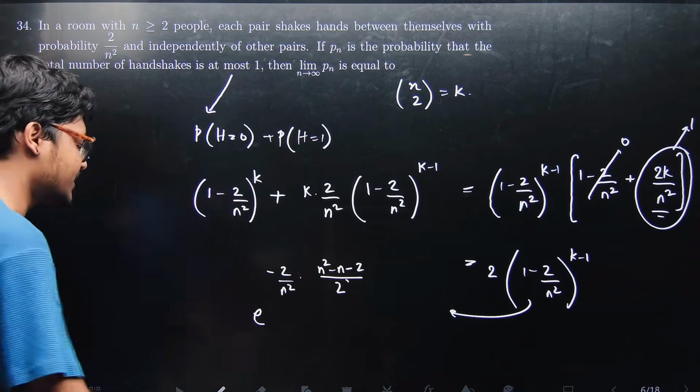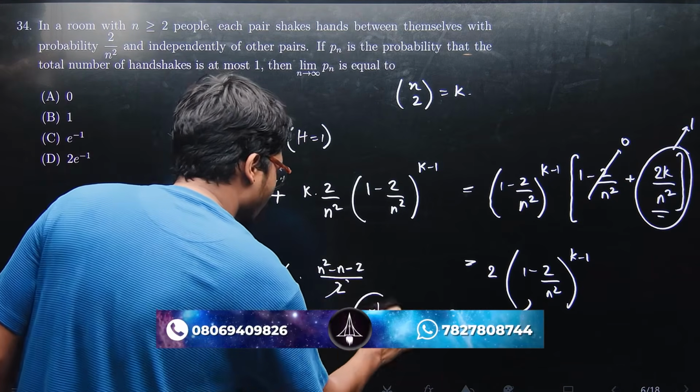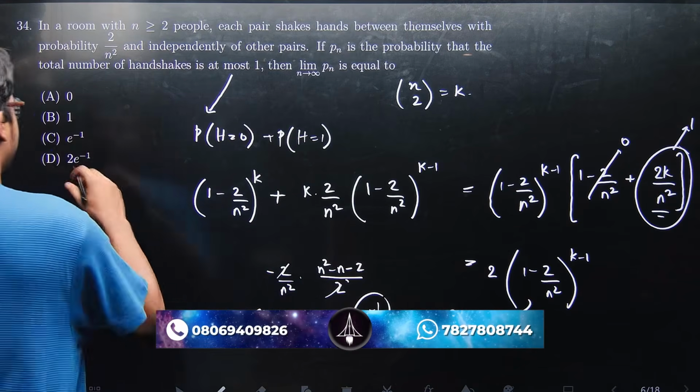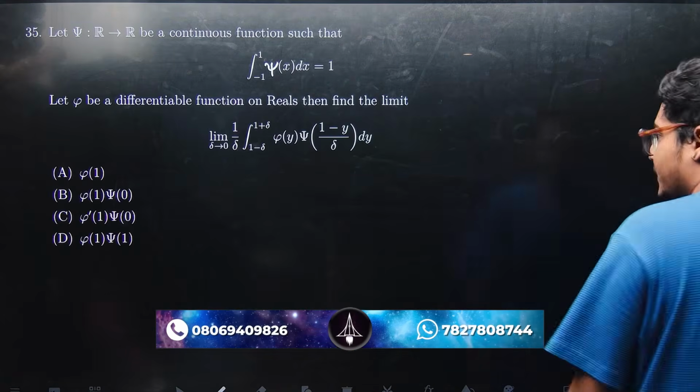So this thing converges to what? This 2 and 2 cancels out, so this converges to e to the power minus 1. So the overall limit is going to be twice of e to the power minus 1, right? So that's option D, alright? So that is the answer. Coming to the next one, question 35.